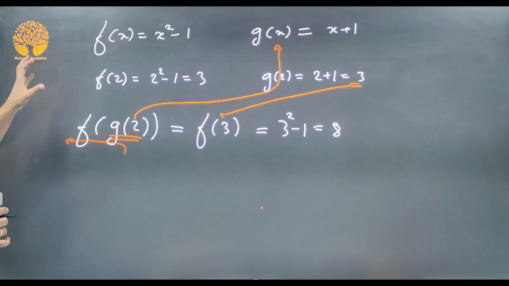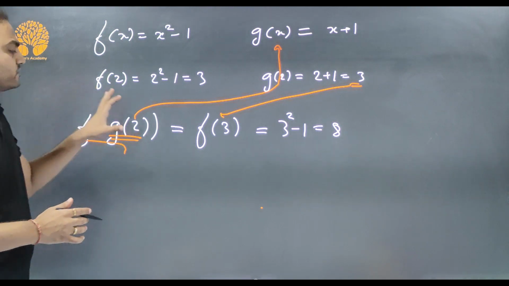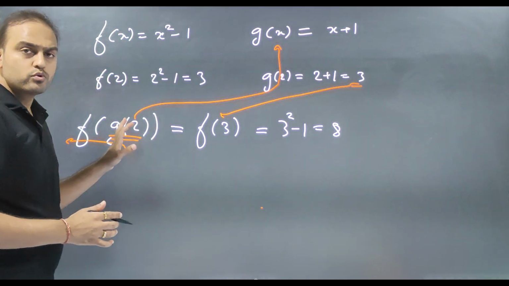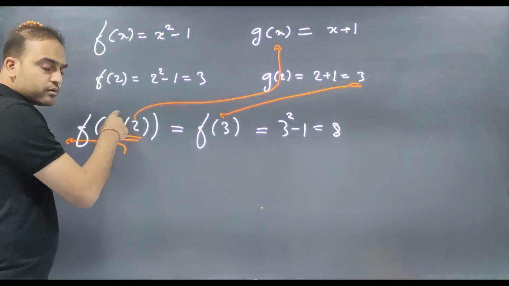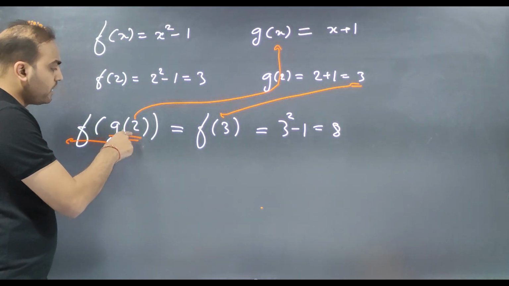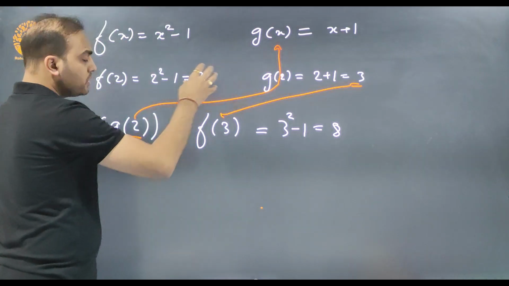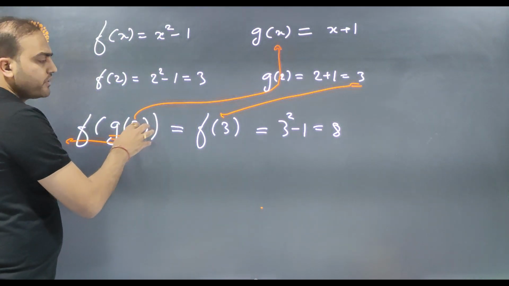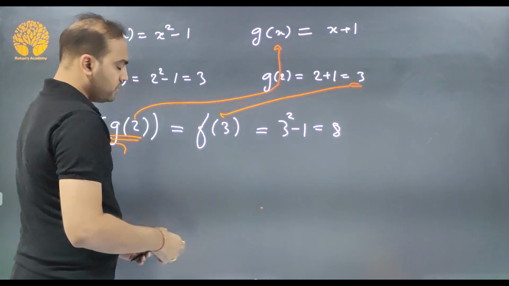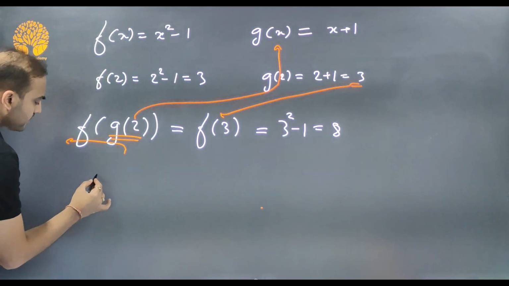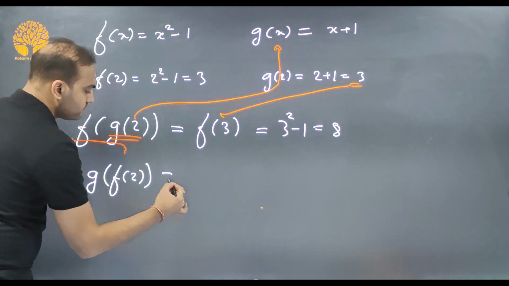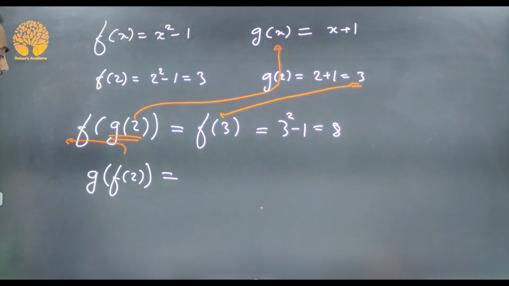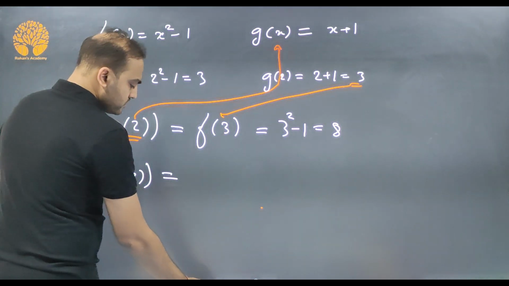So if you have a concatenating function which is f of g of 2, what do you do? You always go inside out. So you solve the inside bracket first. First we solve for g of 2, then whatever answer we get, we solve f of that. If you understand this, then please try g of f of 2.